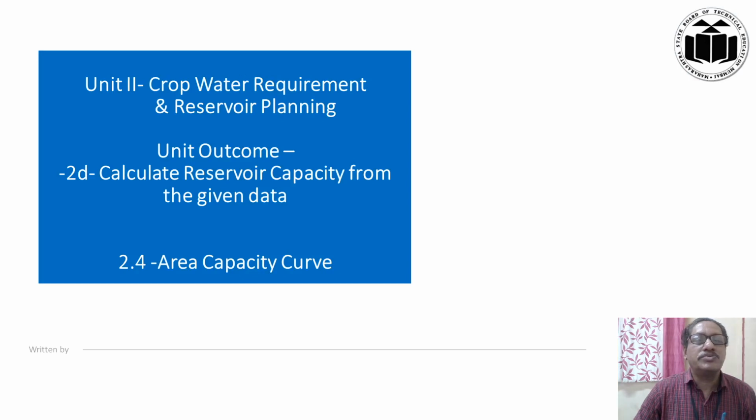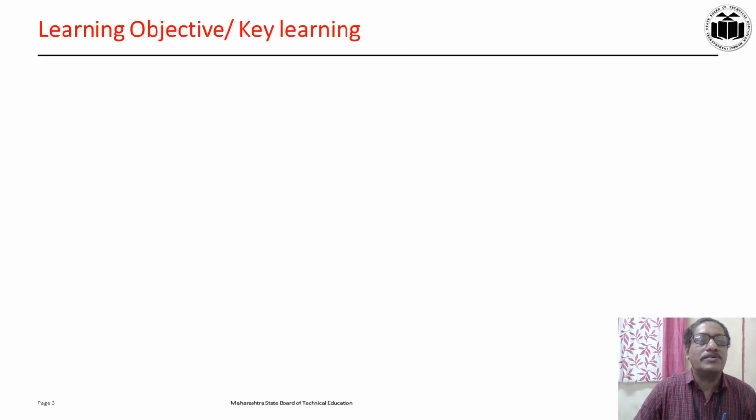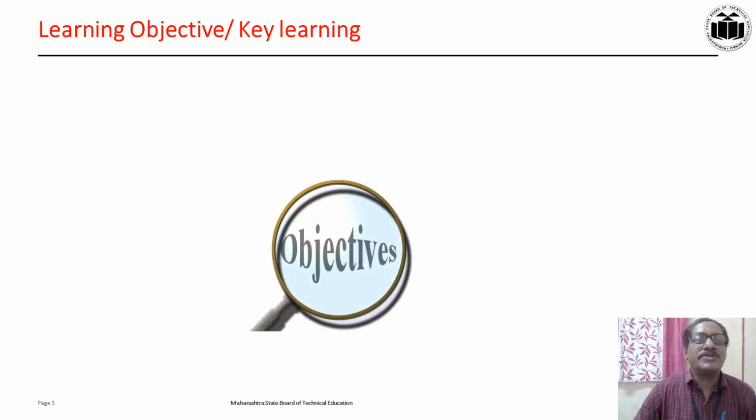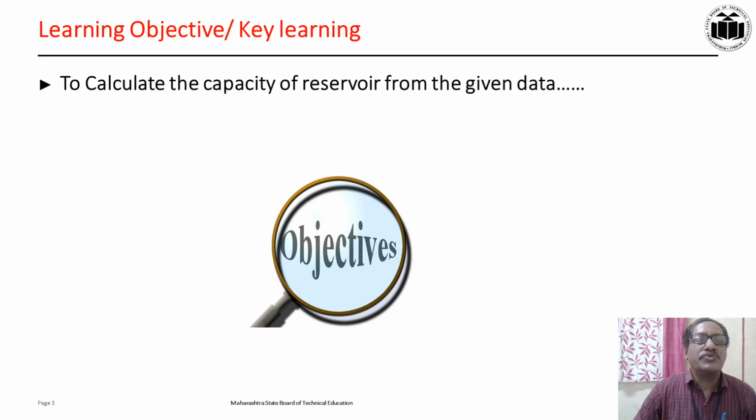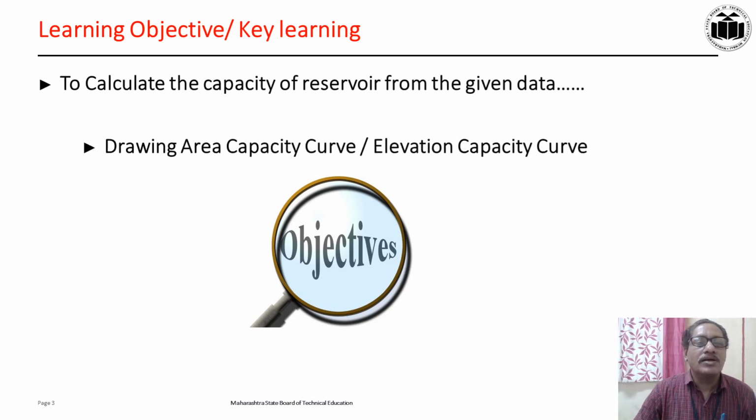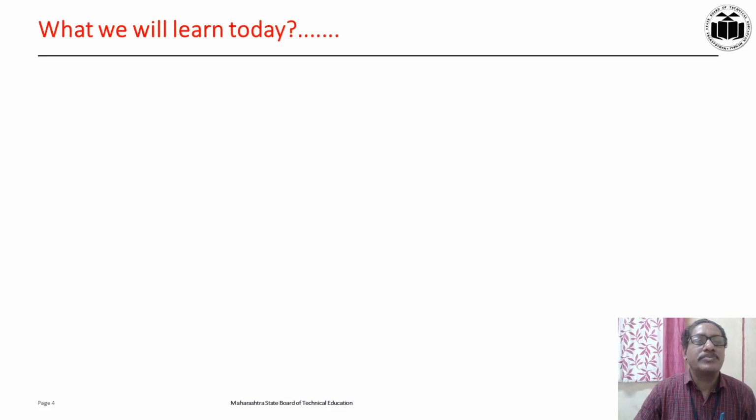Under Unit 2, which is related to crop water requirement and reservoir planning, for the UO2D, calculate reservoir capacity from the given data, which is related to the topic 2.4 area capacity curve. The learning objectives of the topic are to calculate the capacity of the reservoir from the given data and to draw the area capacity curve and elevation capacity curve.